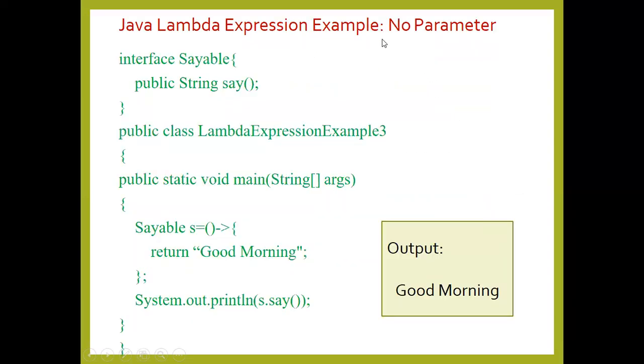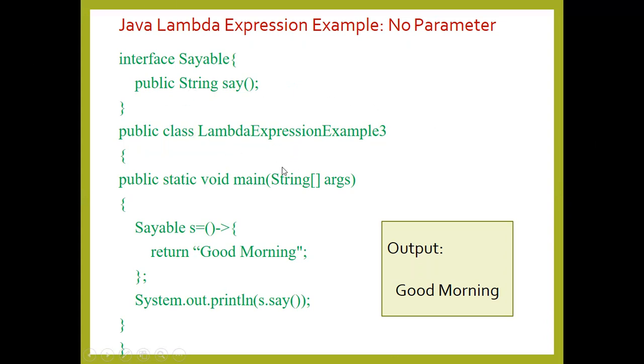This is the example program using lambda expression without any parameter. We are defining an interface. The name of the interface is Sayable. It contains an abstract method with the name say. Its return data type is String.